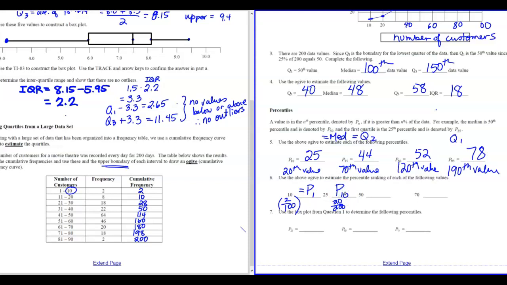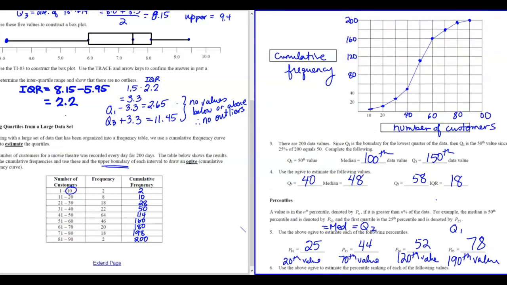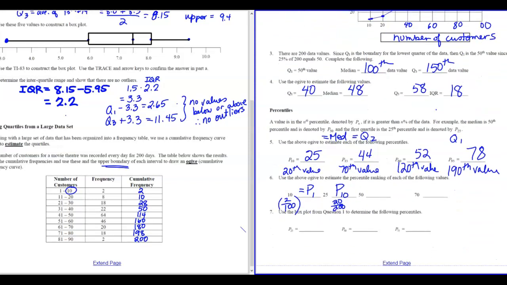Okay, 50. 50 was actually a value that we got from our chart, 114. If you look here, it's a chart. It's on an actual point, 114 out of 200. So the percentile of that is 57. And 70 is also an exact value, 180. So that's 180 out of 200, which is the 90th percentile.